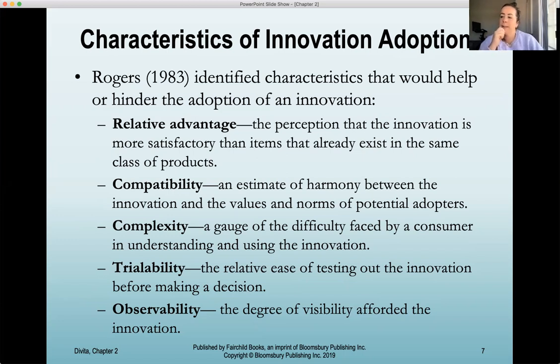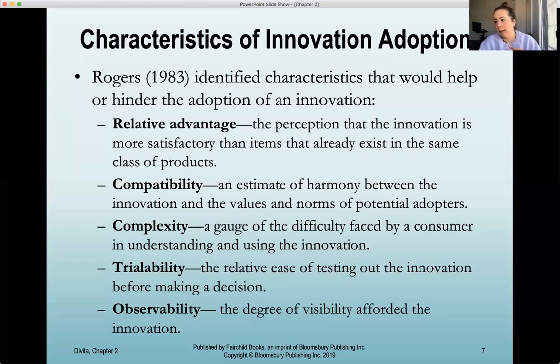Second is compatibility. This is the estimate of harmony between the innovation and the values and norms of potential adopters. Let's talk about something not being compatible. If you are someone who is very conservative in dress, and we are talking about the new Miu Miu silhouette of mini skirts that has hit everyone, a very low waisted, short mini skirt that everyone wants to get their hands on. This might be adopted by a great portion of the market, but for someone who is a moderate and conservative dresser, because of maybe their religion or their geographical location or their family morals or values, this is not going to be compatible with adopting that innovation. Someone who completely covers themselves in dress is not going to purchase that Miu Miu low slung hip hugger miniskirt, right?